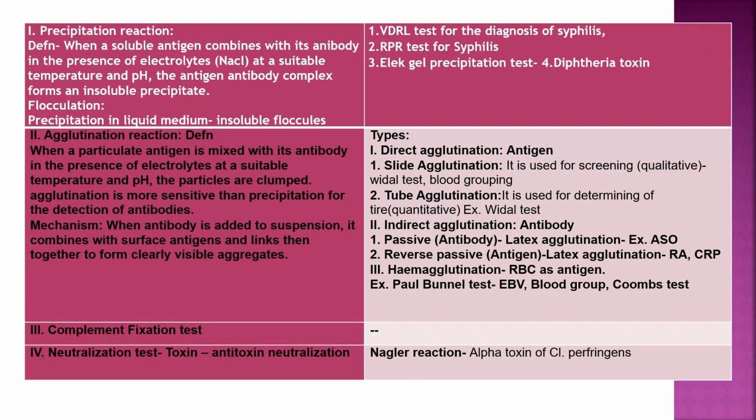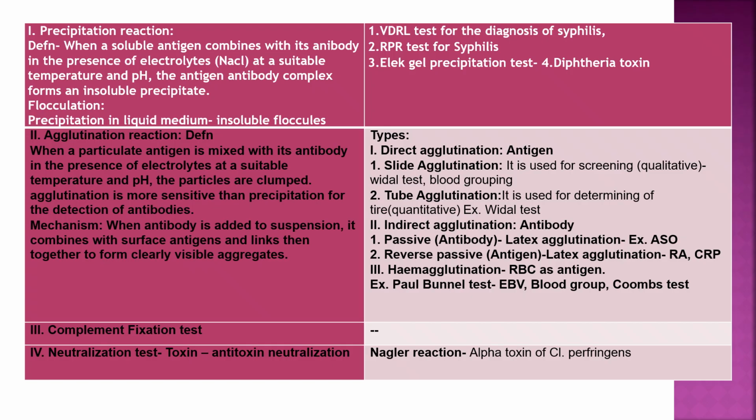Second, agglutination reaction: when a particulate antigen is mixed with its antibody in the presence of electrolytes at a suitable temperature and pH, the particles are clumped. Agglutination is more sensitive than precipitation for detection of antibodies. Mechanism: when antibody is added to the suspension, it combines with surface antigens and links them together to form clearly visible aggregates. Types: direct agglutination, which is antigen detection, can be done by slide and tube methods. Slide example, Widal test; tube example, Widal test for determining the titer.